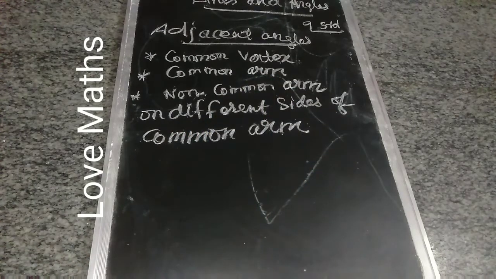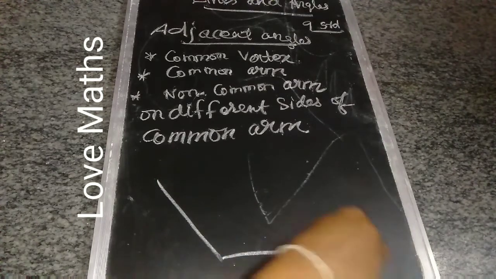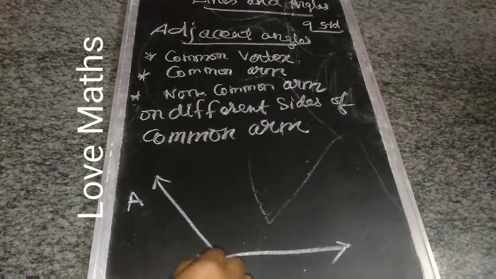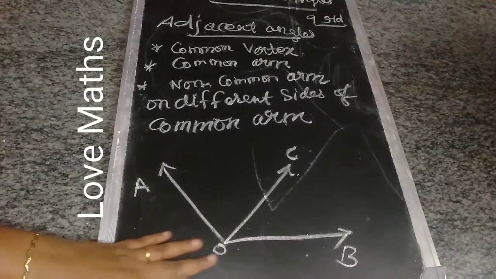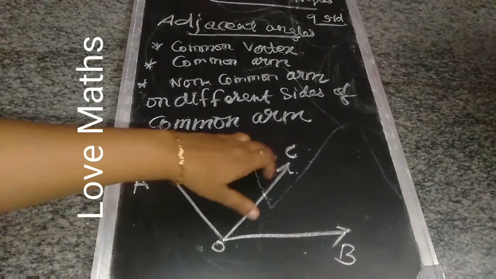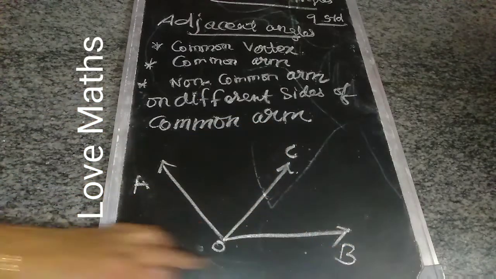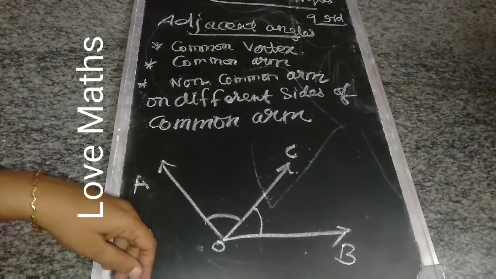Okay, so common vertex, common arm, non-common arms on different sides of a common arm. For example, A, O, B, and from O another ray is there. Now this angle is called an adjacent angle. Which are the adjacent angles? Angle AOC and angle COB. Here one angle is there, here one angle is there. How are they adjacent angles?